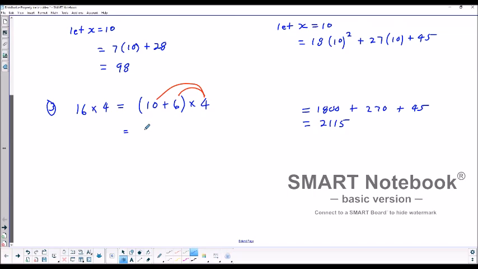And then we get 40 plus 24. And we add those together and we get 64. So 16 times 4 is 64. Okay, so it doesn't matter if we distribute from in front of the bracket or from behind the bracket, it still works out to be the same thing.